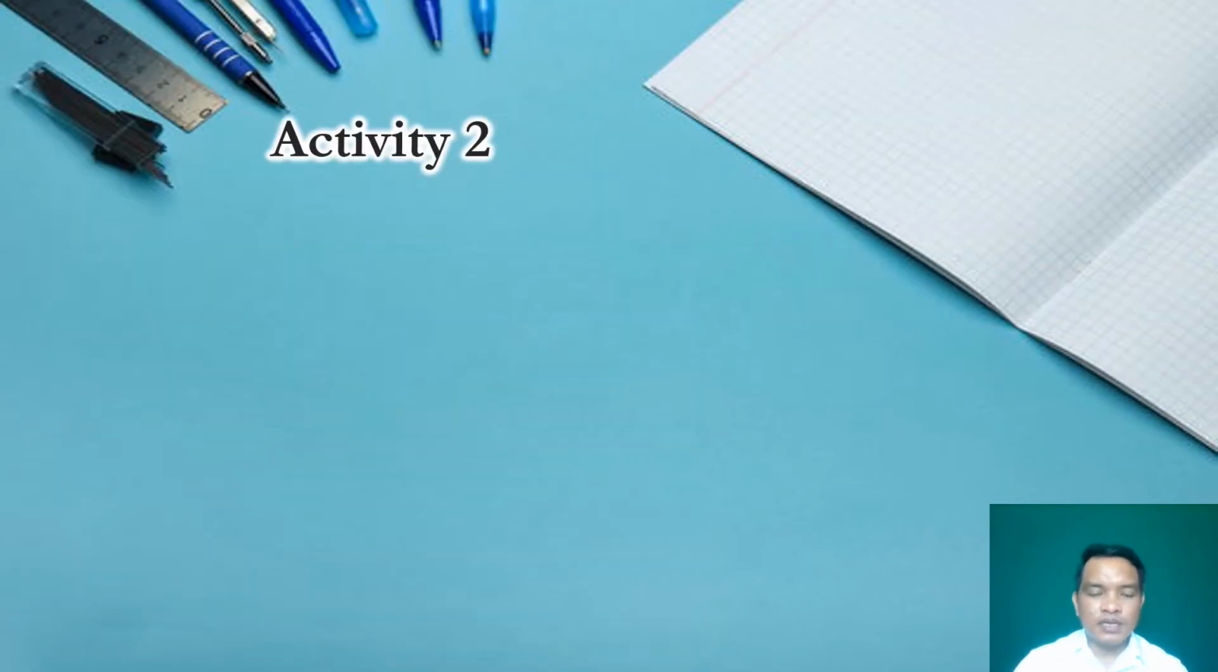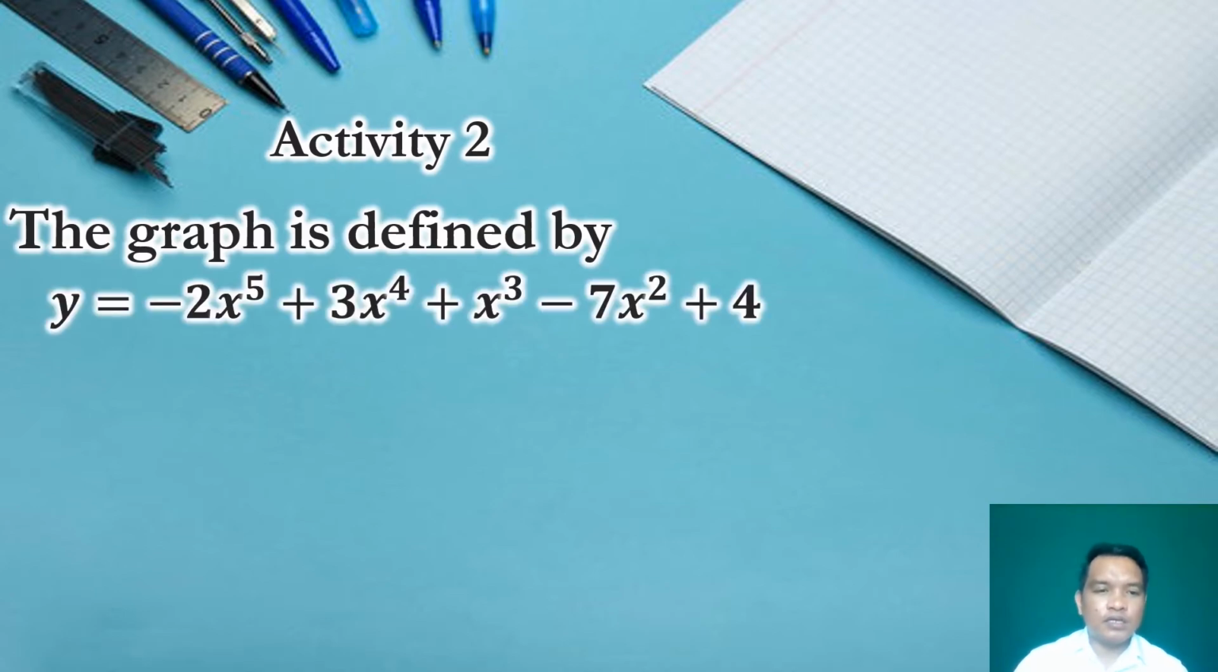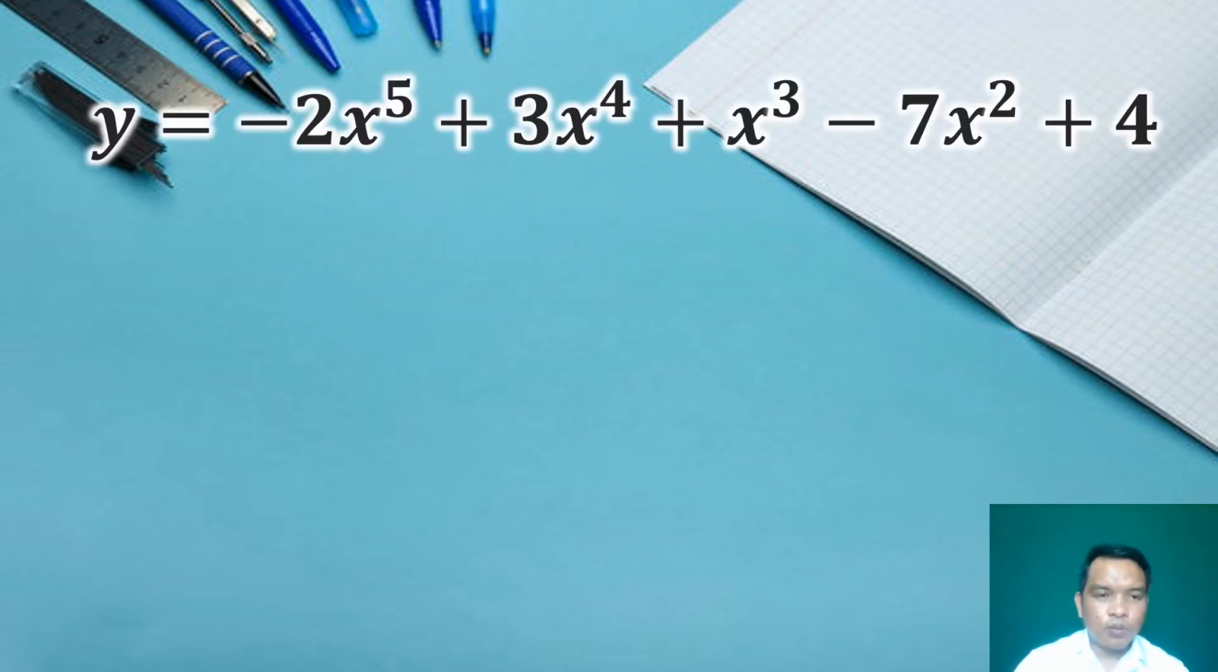Gawin naman natin itong activity 2. The graph is defined by y is equal to negative 2x raised to 5 plus 3x raised to 4 plus x raised to 3 minus 7x squared plus 4.